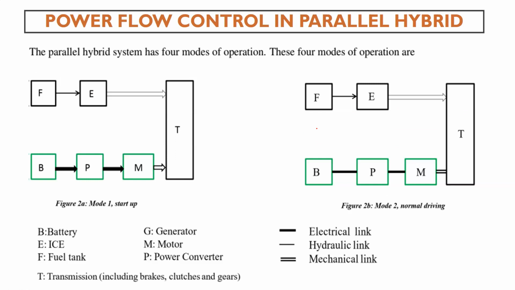Next is power flow control in parallel hybrid vehicles. So in the first mode, that is during startup or full throttle acceleration, both the ICE and the electric motor share the required power to propel the vehicle. So in this case, both ICE and motor will drive the vehicle. So these two will propel the vehicle. This ICE as well as the motor will propel the vehicle.